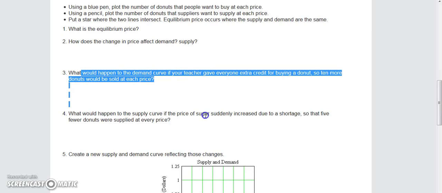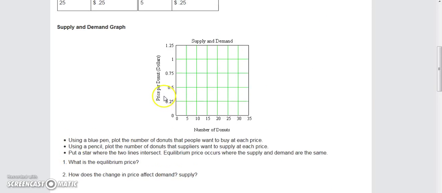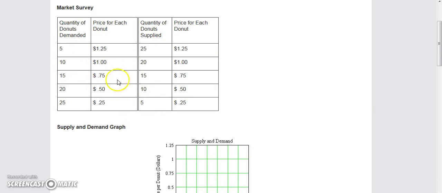Then this is the next graph that you're going to be doing right here. So it says, what would happen to the demand curve if your teacher gave everyone extra credit for buying a donut? So 10 more donuts would be sold at each price. And then what would happen to the supply curve if the price of sugar suddenly increased due to a shortage, so that 5 fewer donuts were supplied at every price? So these 2 points right here are going to be your next graph. So you're going to take this information and change your data up here. So the first one said that you're going to have 10 more donuts at each price. So this number is going to be 15. This one's going to be 20. This one's going to be 25, 30, and 35.